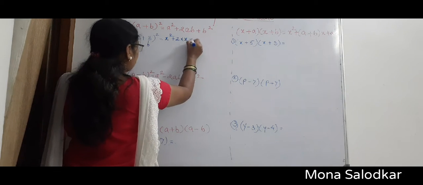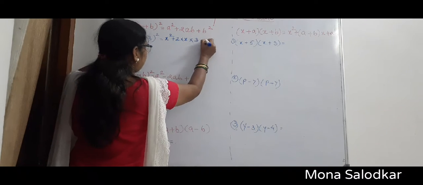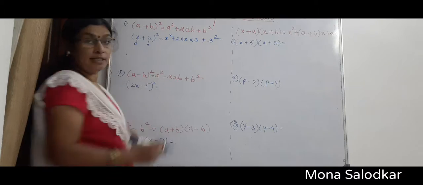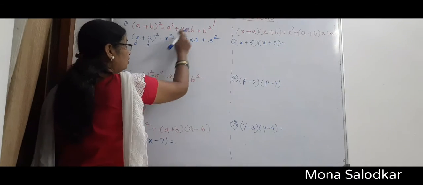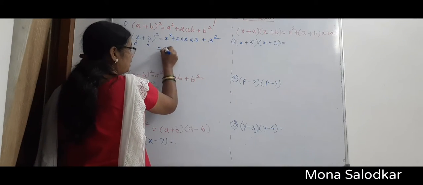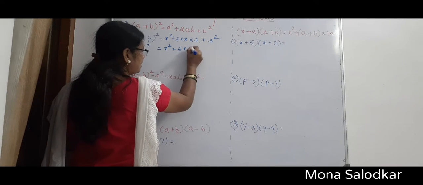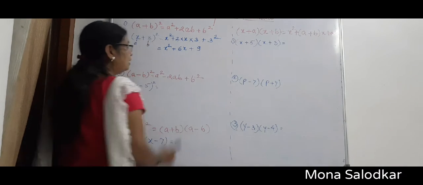a is x. What is b? b is 3 and b square means 3 square. x is a and 3 is b. So you have to put only values. Now see here what you get then? x square plus 2 3s are 6x and 3 square is 9.